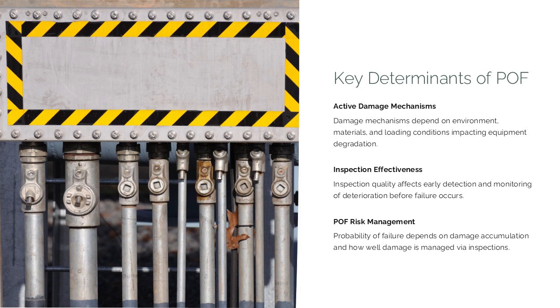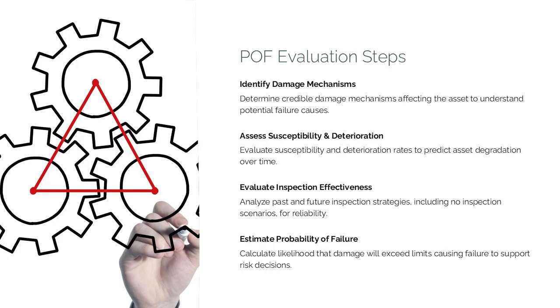Determining POF involves a structured sequence of steps that ensure all relevant factors are considered. These steps include identifying credible damage mechanisms, determining susceptibility and deterioration rates, evaluating past and future inspection effectiveness, and estimating the likelihood that damage will exceed allowable limits and result in failure.